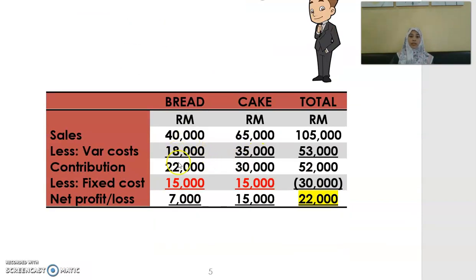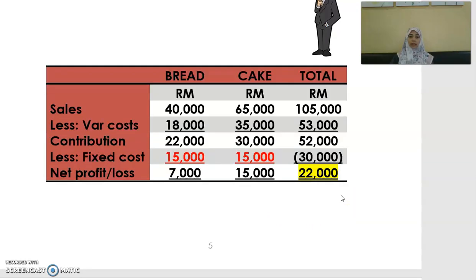So again, 40 minus 18, you get 22. But what about the fixed cost? Your total fixed cost is 30,000. That 30,000 now has to be shared equally by bread and cake. So instead of 10,000 each, bread has to take 15,000, and the same goes for cake, another 15,000. With that, you will get a profit for bread of 7,000 and for cake of 15,000. So the total of your profit now becomes 22,000.